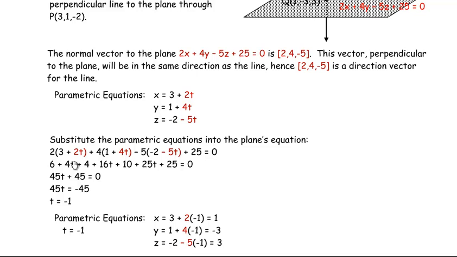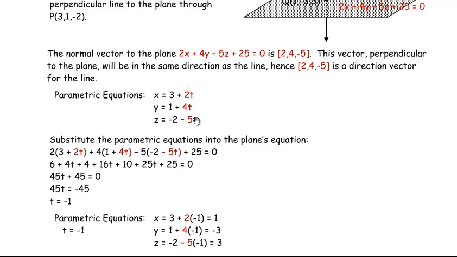And so we distribute. 2 times 3 is 6, 2 times 2t is 4t, 4 times 1 is 4, 4 times 4t is 16t, negative 5 times negative 2 is 10, negative 5 times negative 5t is 25t, and plus 25 equals 0. So 4t and 16t is 20t, plus 25t would be 45t. And the numbers, okay, 6 and 4 add to 10, and 10 more is 20, and 25 would be 45. So we get 45t plus 45 equals 0. Bring the 45 over, it's negative 45, and then divide out this 45. So t works out to be negative 1.